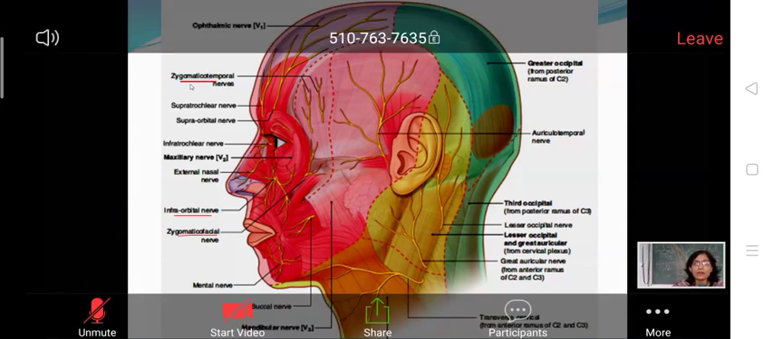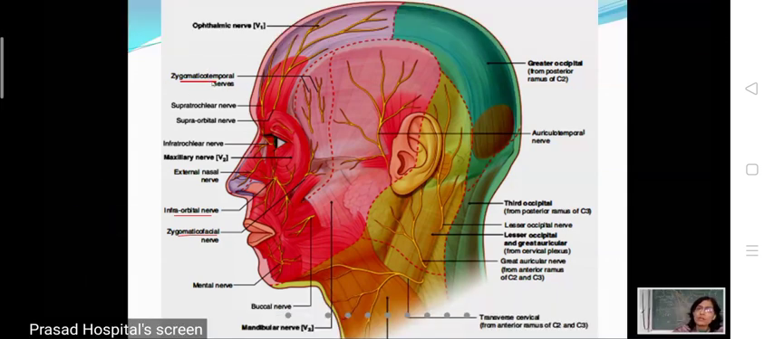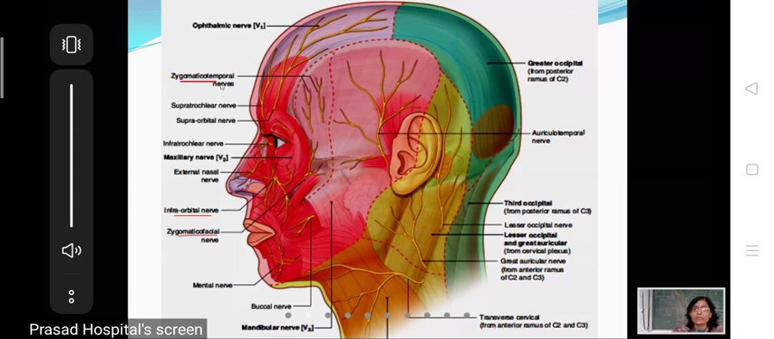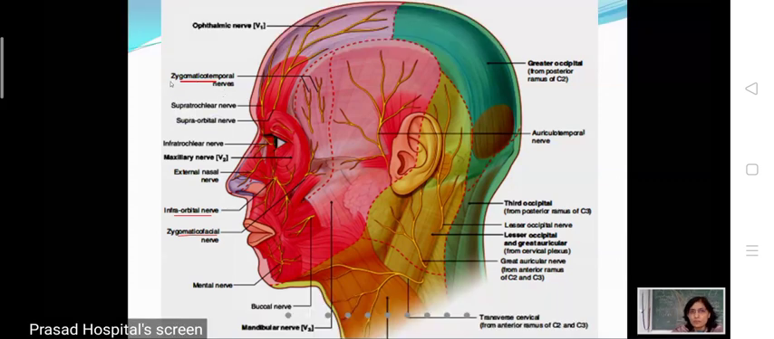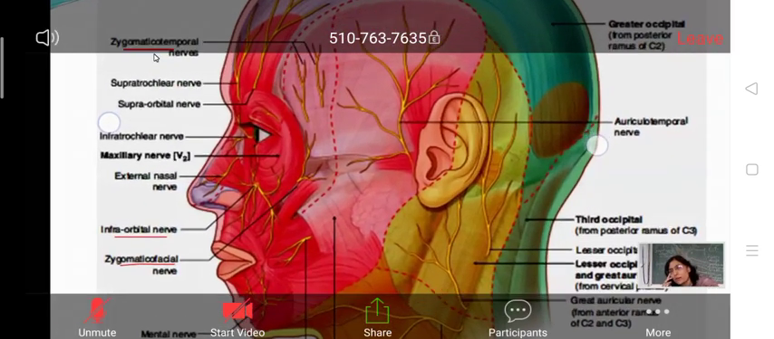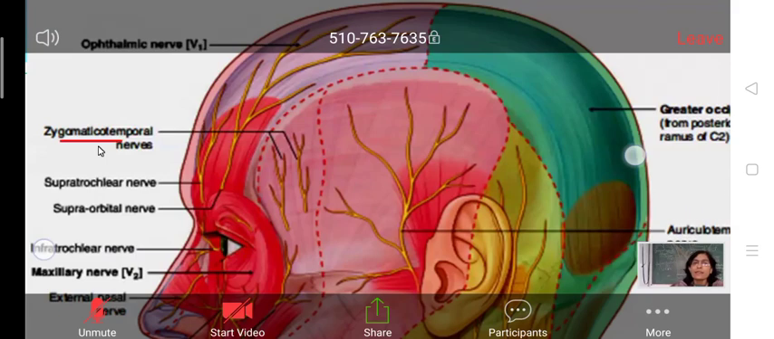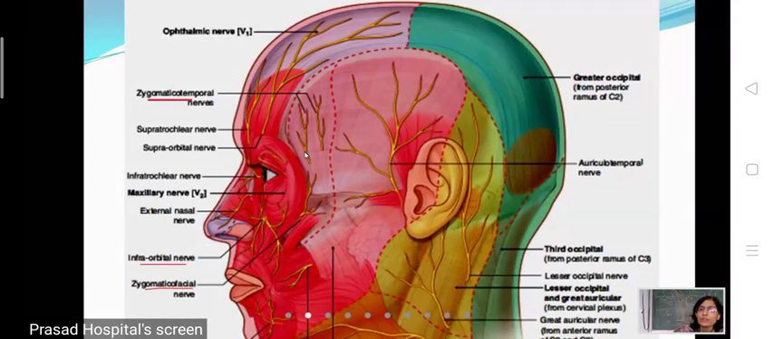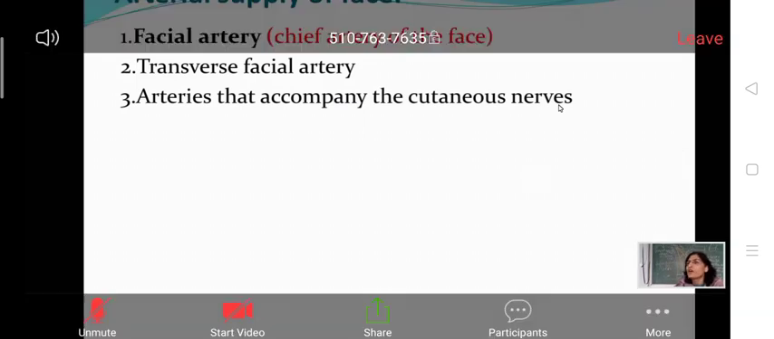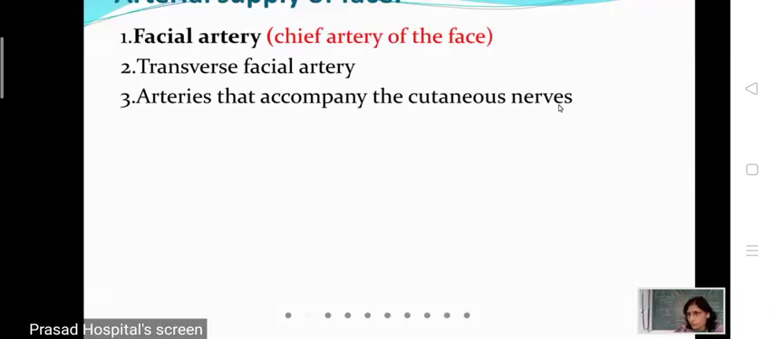The third branch of the maxillary nerve is the zygomatico-temporal nerve. As the name suggests, it pierces the zygomaticotemporal foramen to appear in the temporal fossa, and from there it supplies the area of the temple region just lateral to the eye. These are the branches of the maxillary nerve.